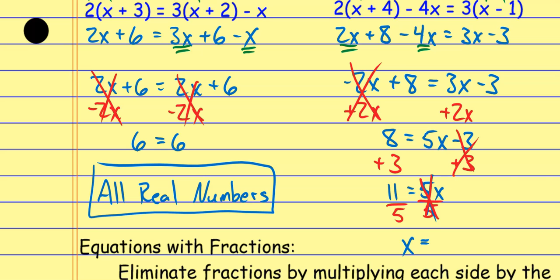11 divided by 5 is a 2.2, so we can leave it that way, and that'll be fine. Sorry about that, 2.2. You can just use your calculator for that. If you want to leave it as 11 over 5, you could. You could also write it as 2 1/5, which would be okay.